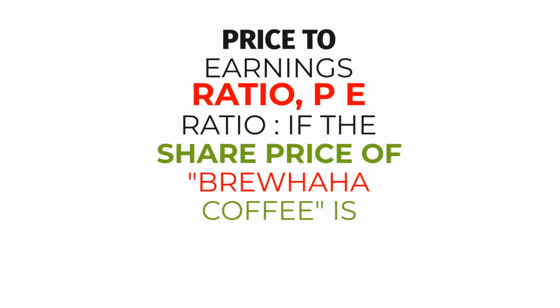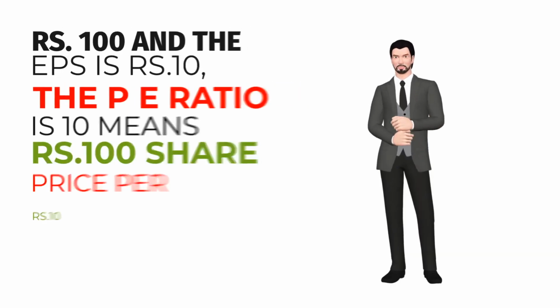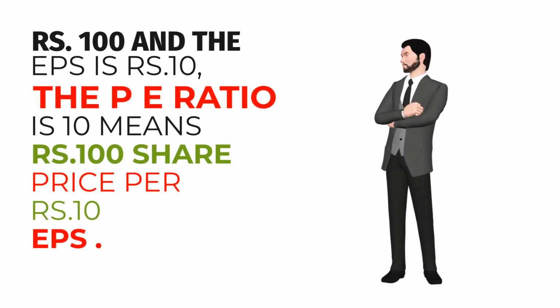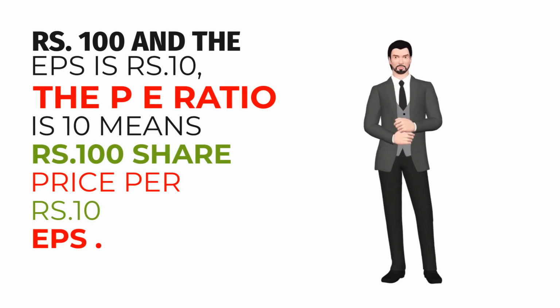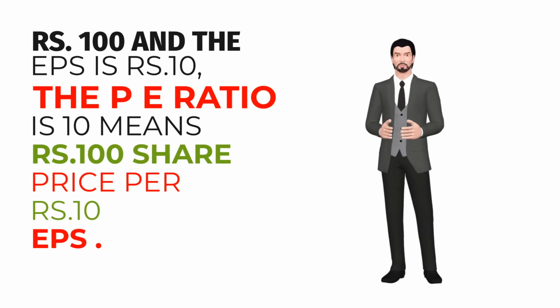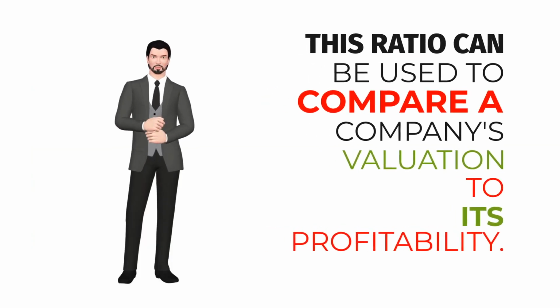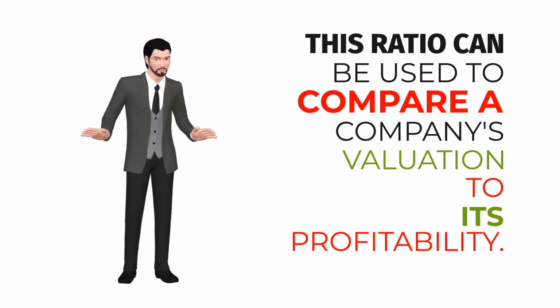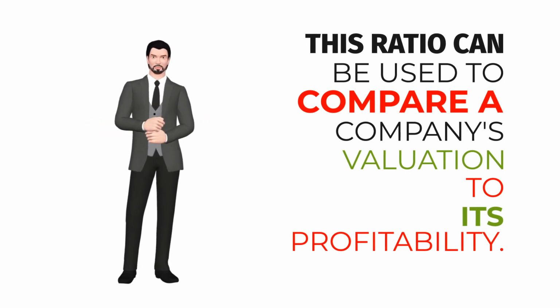Price to earnings ratio, PE ratio. If the share price of Brouhaha Coffee is 100 rupees and the EPS is 10 rupees, the PE ratio is 10, meaning 100 rupees share price per 10 rupees EPS. This ratio can be used to compare a company's valuation to its profitability.